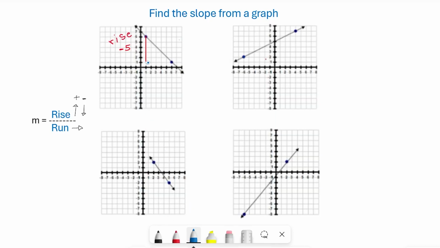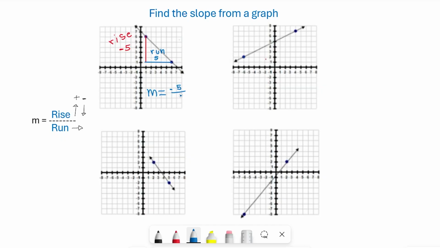And now I need to get to the point. That will be the run. So moving to the right, count the units: 1, 2, 3, 4, 5 units. This number 5 is gonna be the run. And in this case, the slope is gonna be rise over the run. So the rise is gonna be -5 divided by the run.